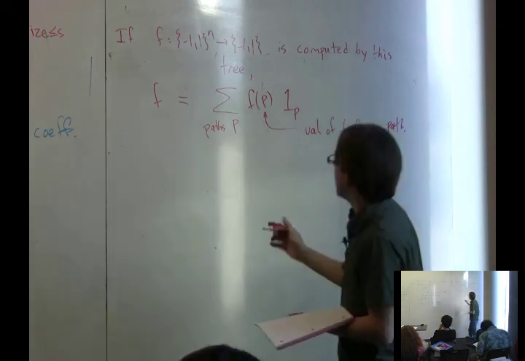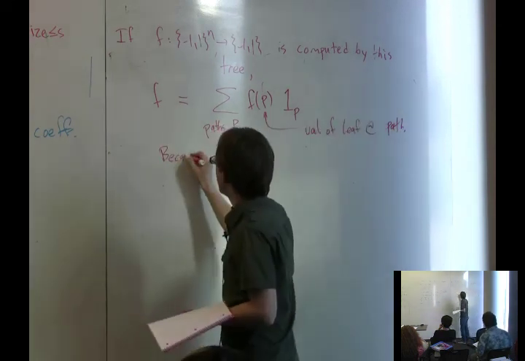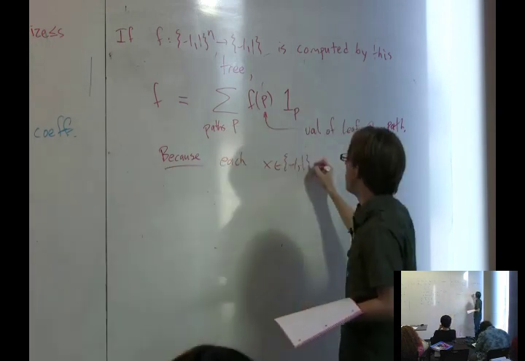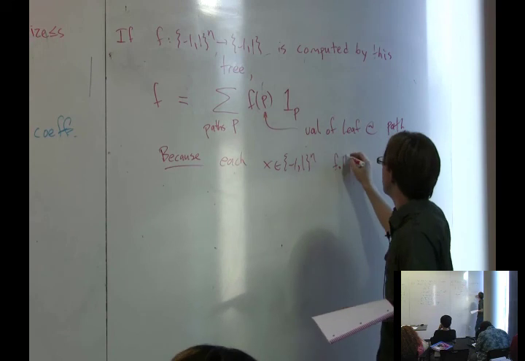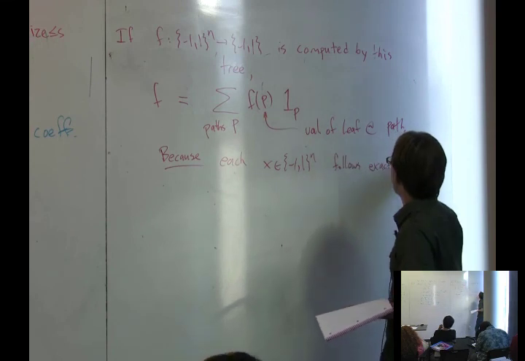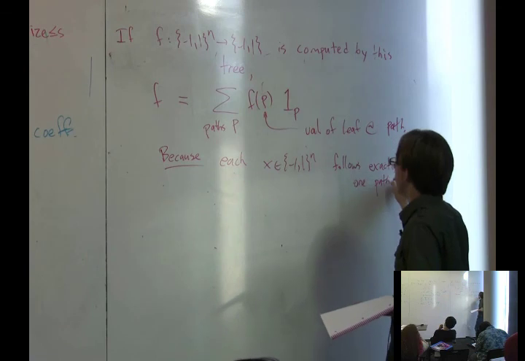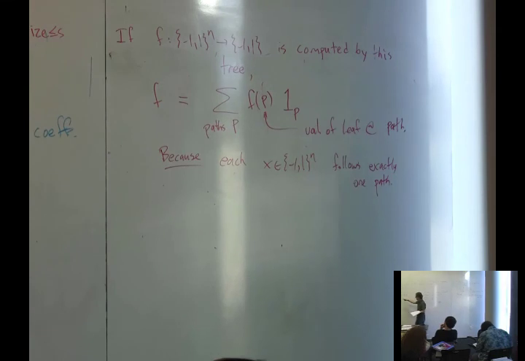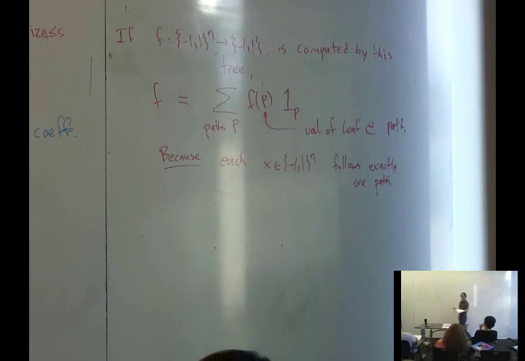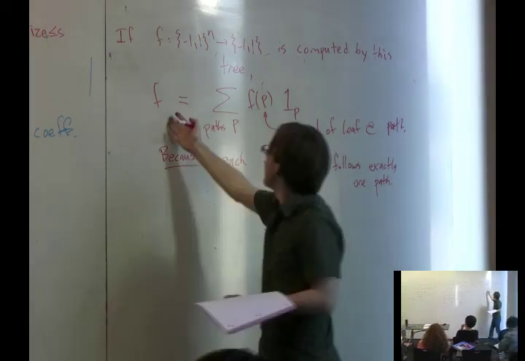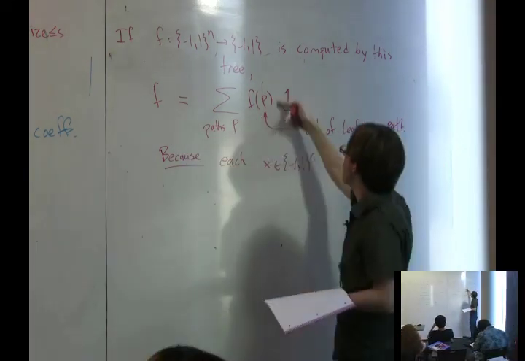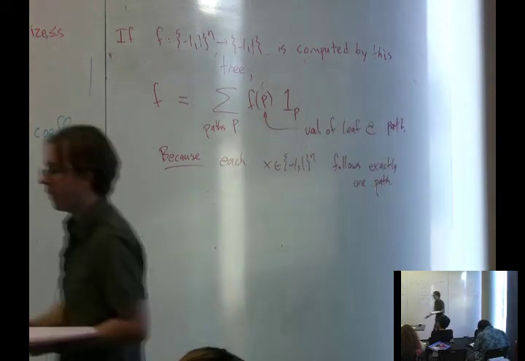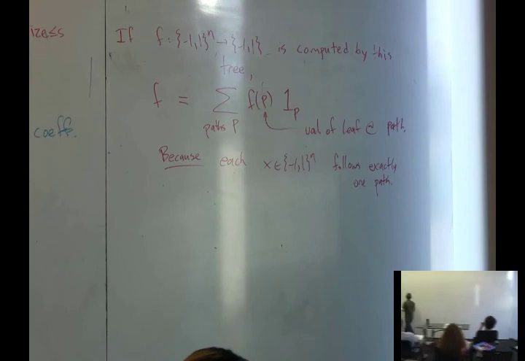And this is correct because each input x makes exactly one path true. Right? Every input goes down some path. So if you look at the collection of all functions 1 sub p, each input makes one of them 1 and the rest of them 0. So you can write f's expansion by taking the indicator for the path and multiplying it by the appropriate value. Does that make sense? You look slightly stunned. I think it makes sense.